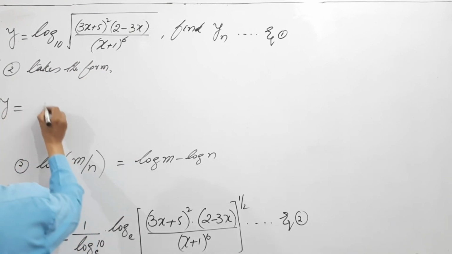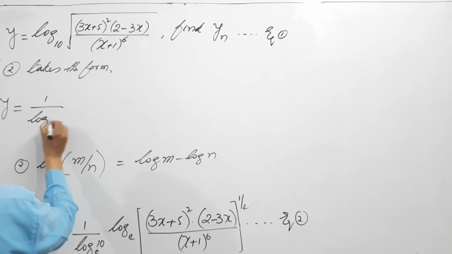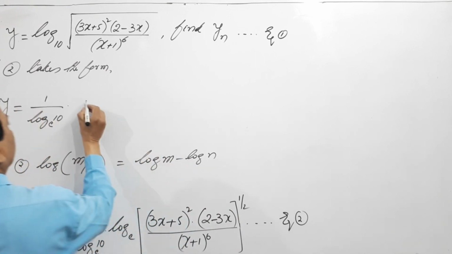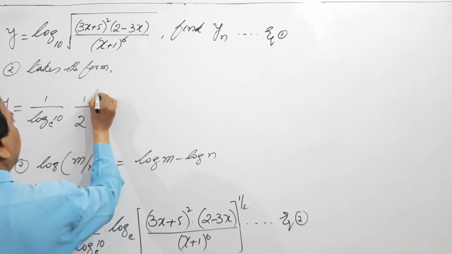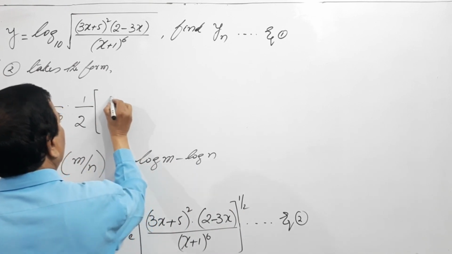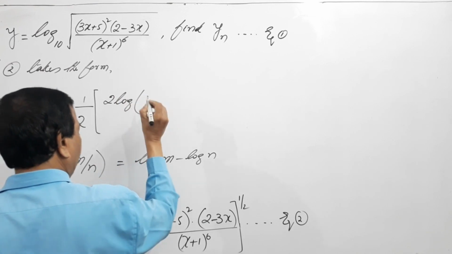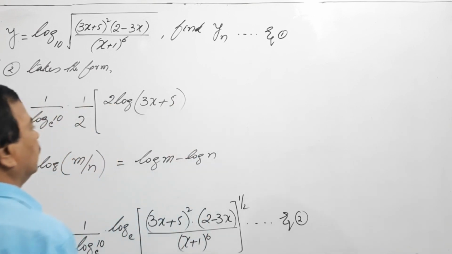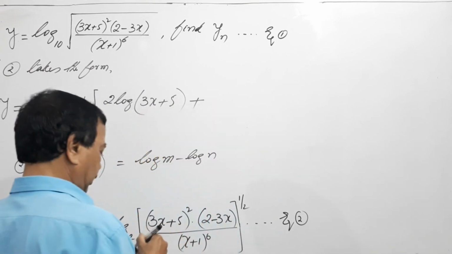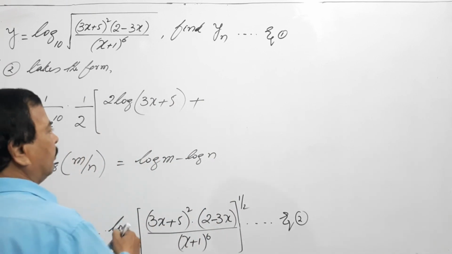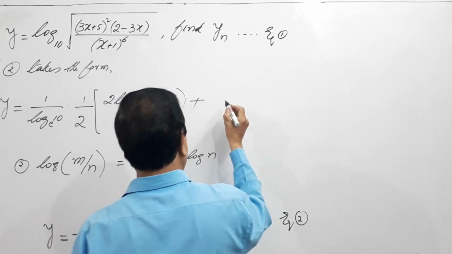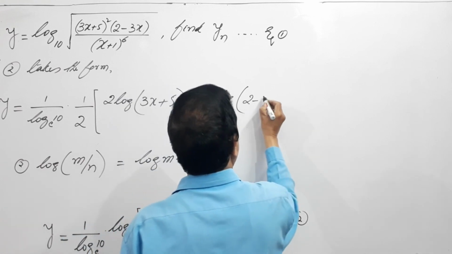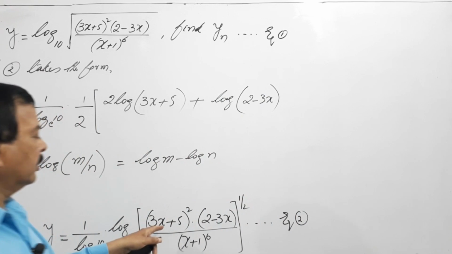y equals 1 by log 10 to base e into, I will take this, that is what I will show you, 1 by 2 into 2 log of 3x plus 5 plus log of 2 minus 3x.